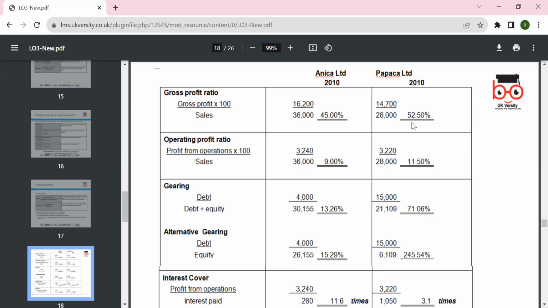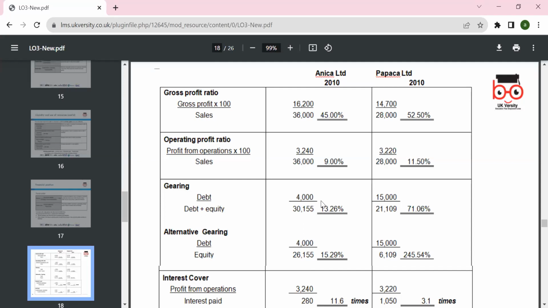Okay, then operating profit ratio: profit from operations divided by sales. For Anika's Limited that's 9% and for Papika 11%. So according to this, Papika is still better. But when we look at the gearing ratio, gearing means, like if you drive in a high gear, high risk. It means you borrow a lot of money. So debt divided by debt plus equity, that's one formula.